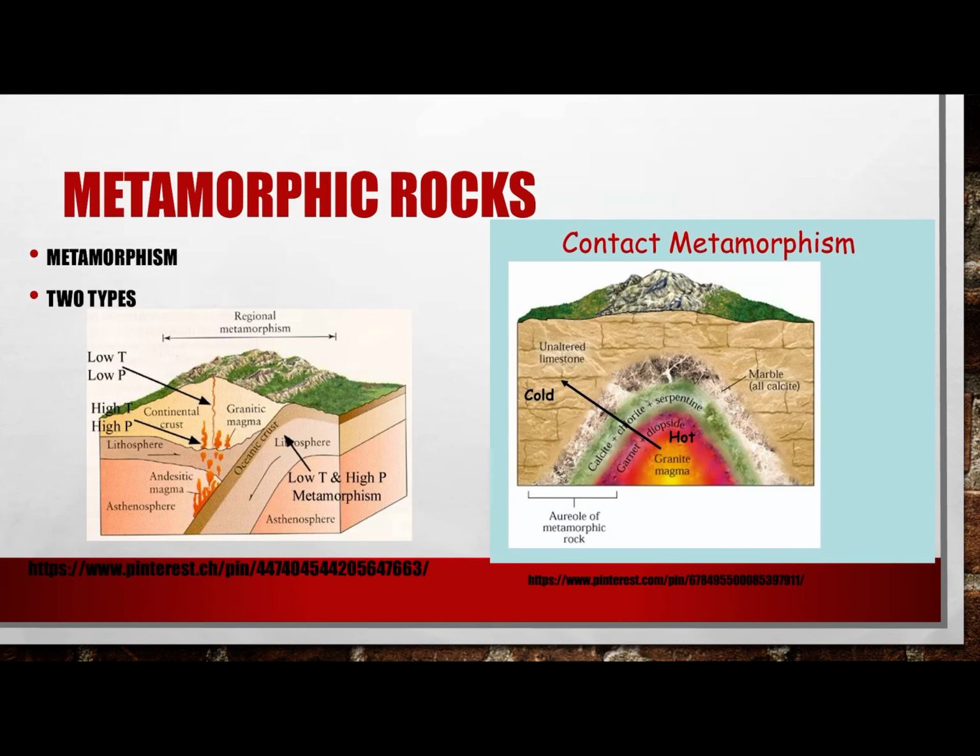All right, to quickly get through metamorphic rocks here. These are the ones that get changed with heat and pressure. There are two main kinds here. Contact metamorphism, as we see here. This is going to be hot magma. It's going to alter the rocks right around it a lot, alter the rocks outside of them a little, and then very little bit as you get further away.